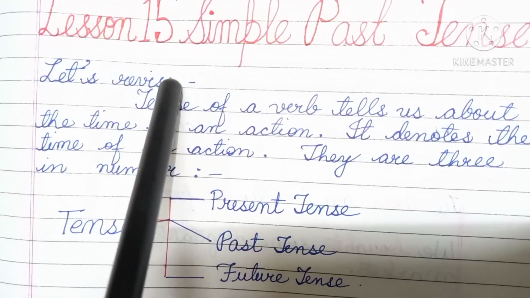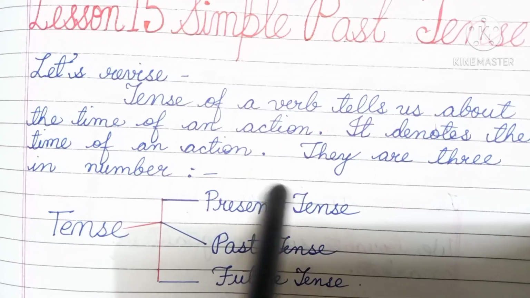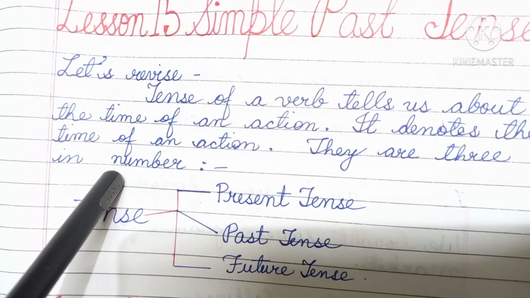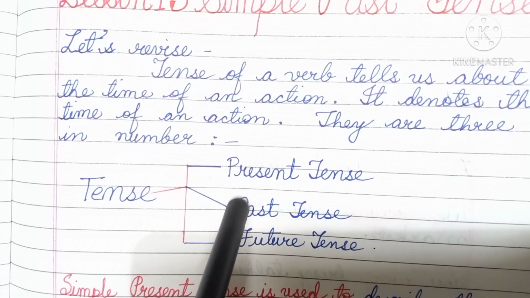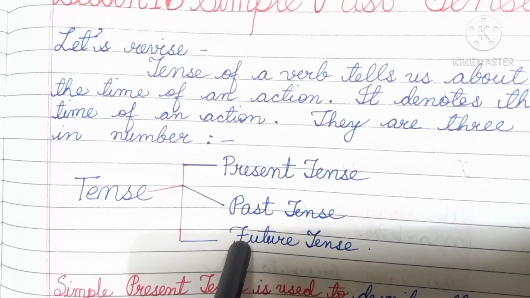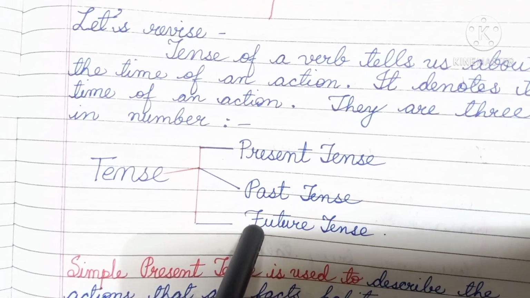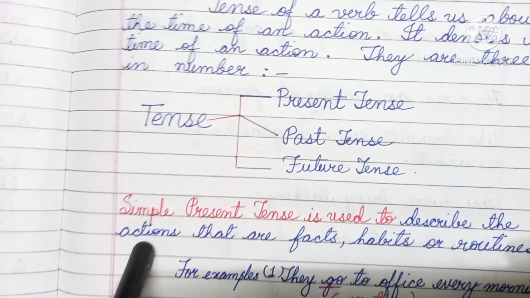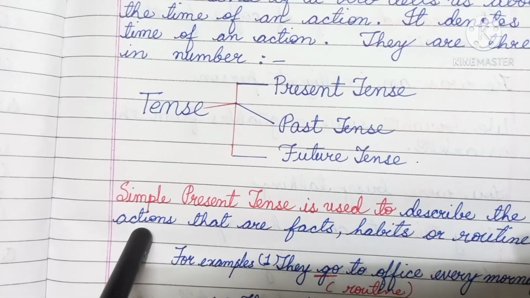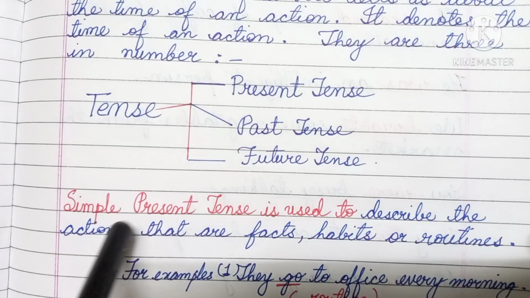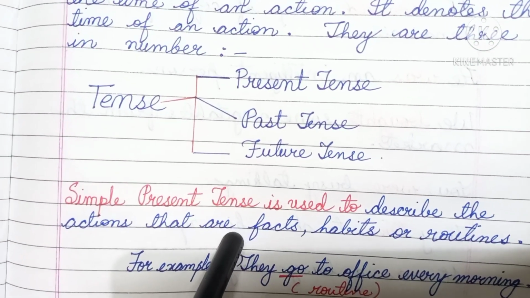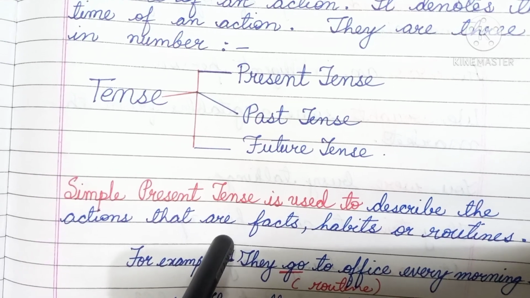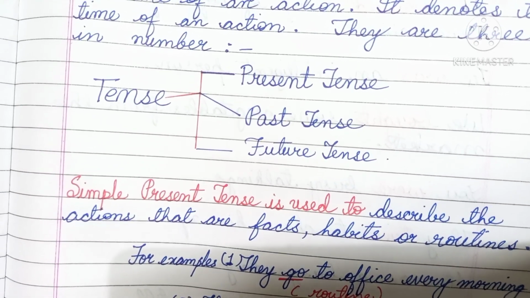So these tenses are being divided into three parts. They are divided in three in number. What are they? Present tense, past tense and future tense. We have already revised what is a simple present tense. Simple present tense describes those actions that are daily facts or daily habits or universal facts or routines.